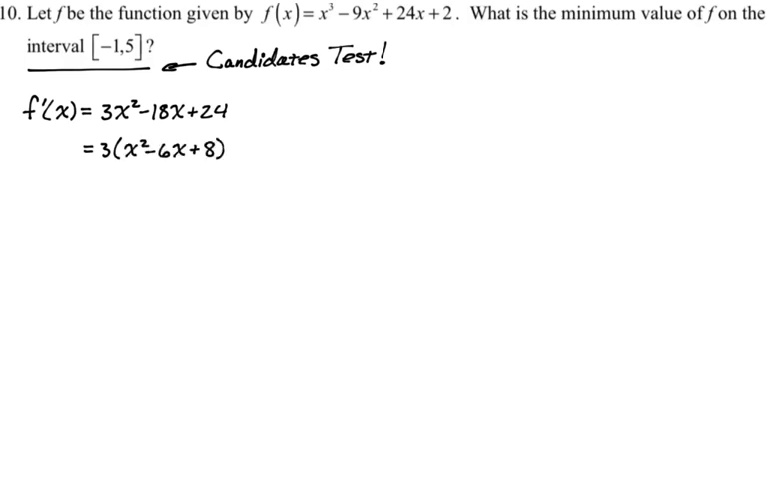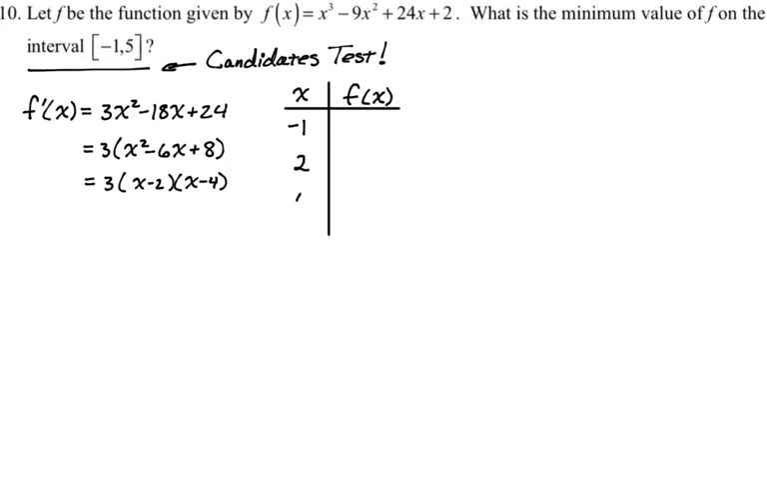Got to factor this. So go x and x. I'm thinking negative 2 and negative 4 gives me 8 and adds up to negative 6. So now I know my critical points are 2 and 4. My endpoints are negative 1 and 5. The most common mistake is to forget the endpoints on this. I see a lot of my students doing that. So let's do negative 1, 2, 4, 5.